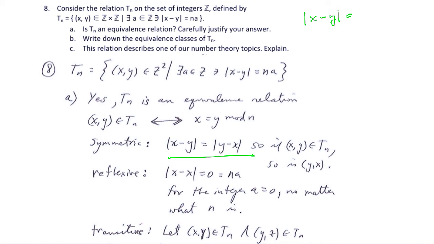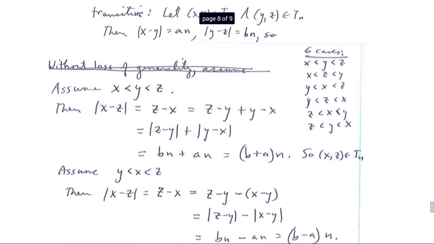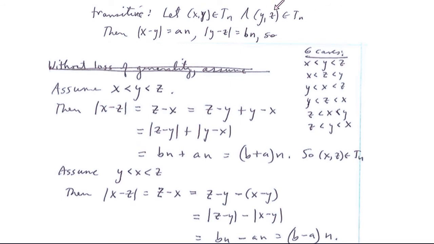It's reflexive because the distance between a number and itself is 0, which is a multiple of n. It's transitive. This one's a little bit more tricky to show, and I only show it for one of the cases. Let x, y and y, z be in the relation. Let's prove that x, z is in the relation. We're going to say that x minus y is a times n and y minus z is b times n for two integers a and b.